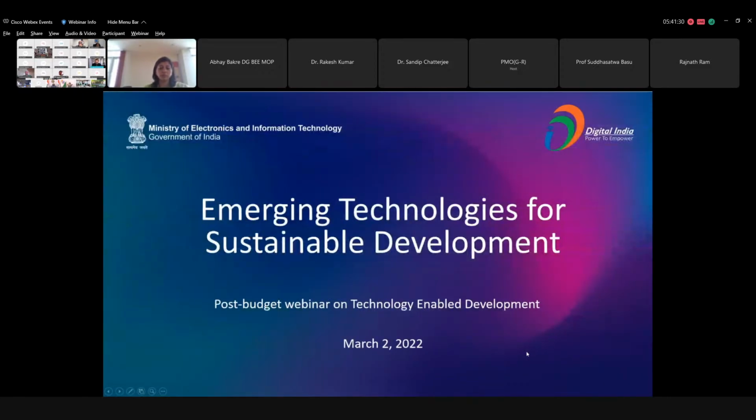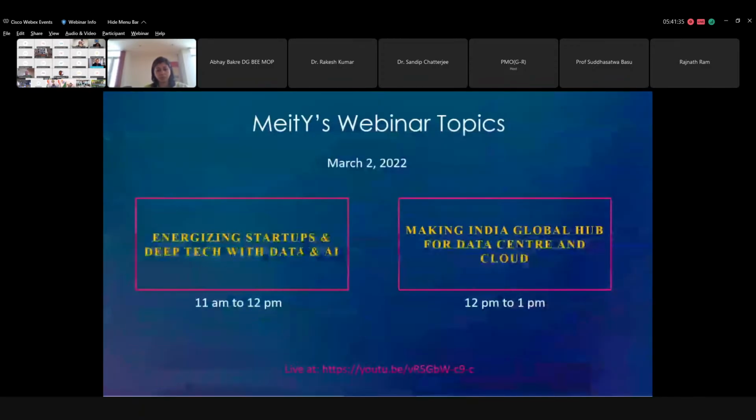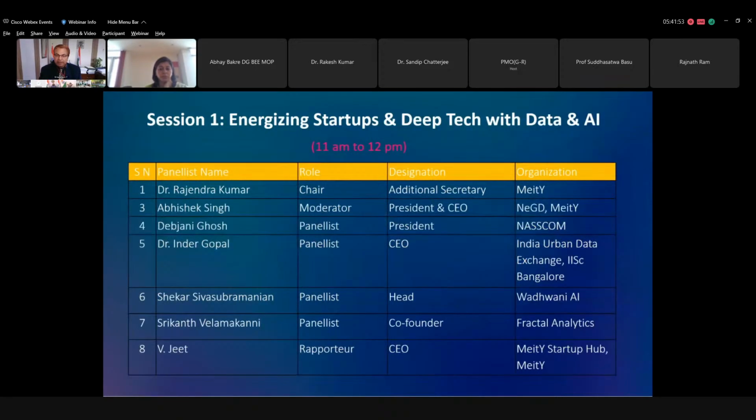This session was on technologies for sustainable development. And we had two sessions within this slot. First was on energizing startups and deep tech with data and AI. And the second was focused on making India a global hub for data centers and cloud infrastructure. We had a star-studded panel in both the sessions. In the interest of time, I will not read out the names here.